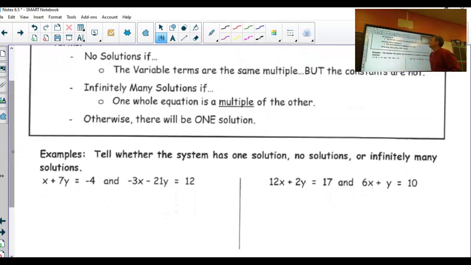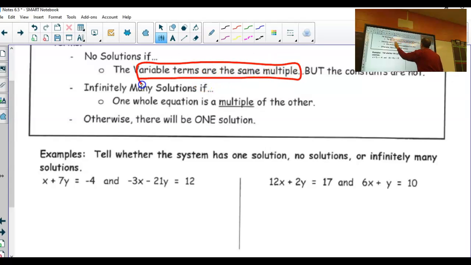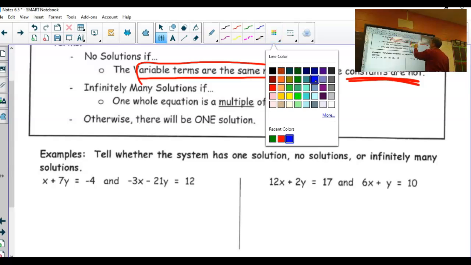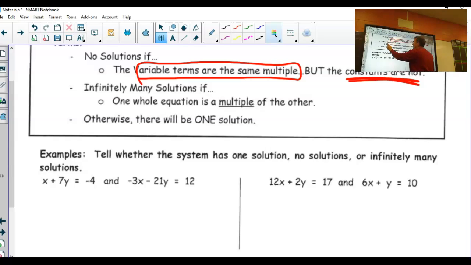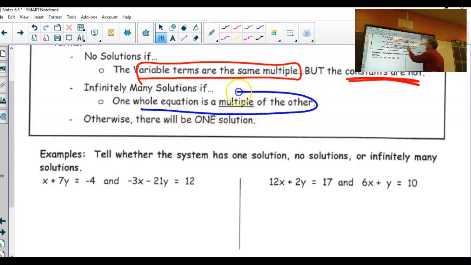There are no solutions if the variable terms are multiples, but the constants are not. There are infinitely many solutions if the whole equation is a multiple of the other one. And if neither of these things happens, then there's one solution. So let me show you what I mean by that.